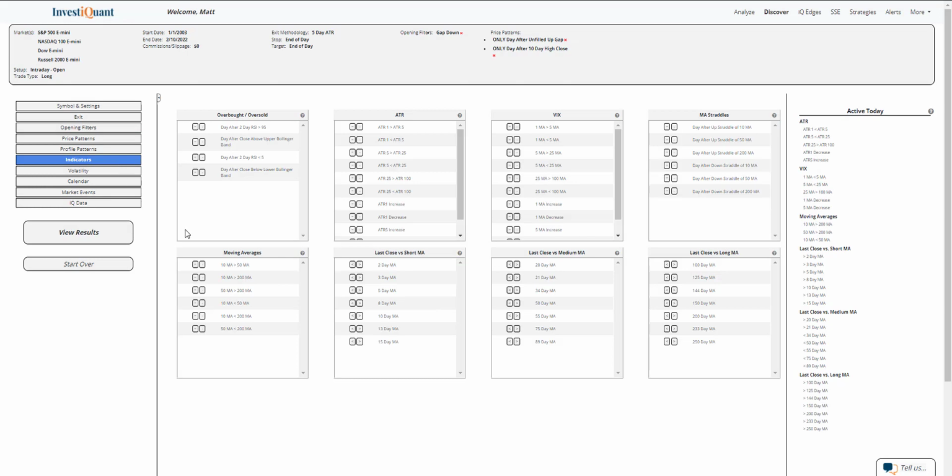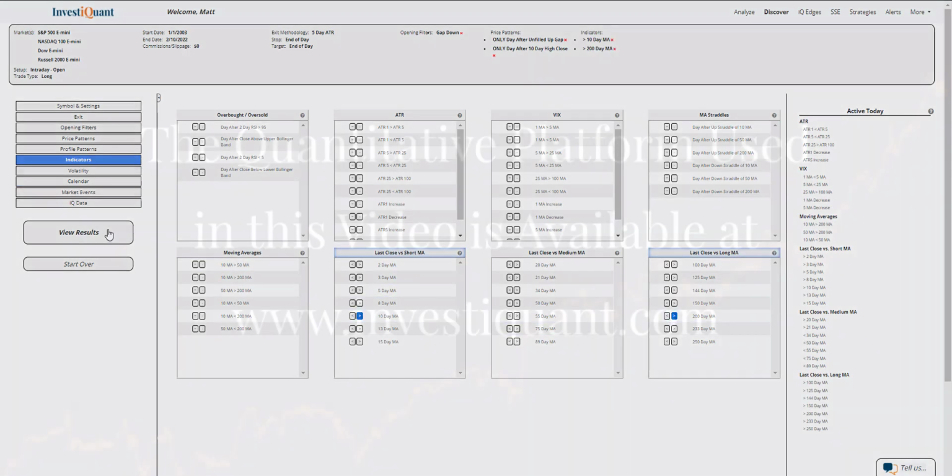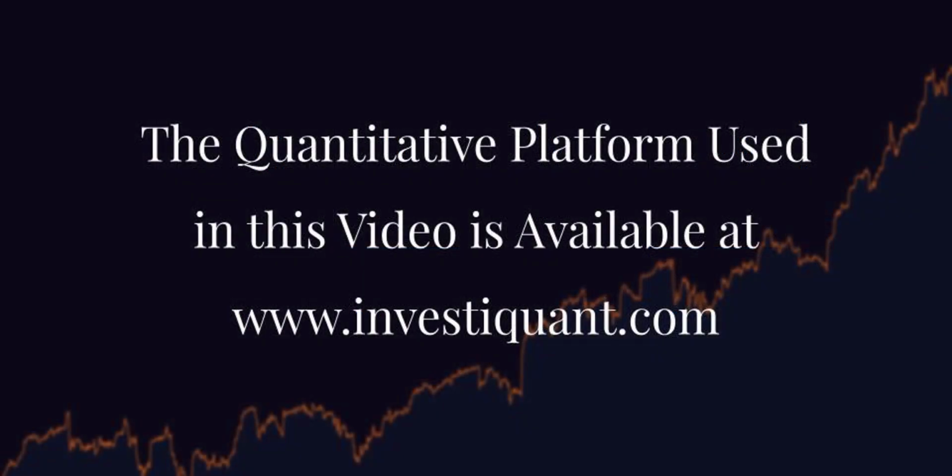Next, I'm going to go into indicators. Say we closed above a 10 and 200-day simple moving average, and now I can click view results. All right, here we go.